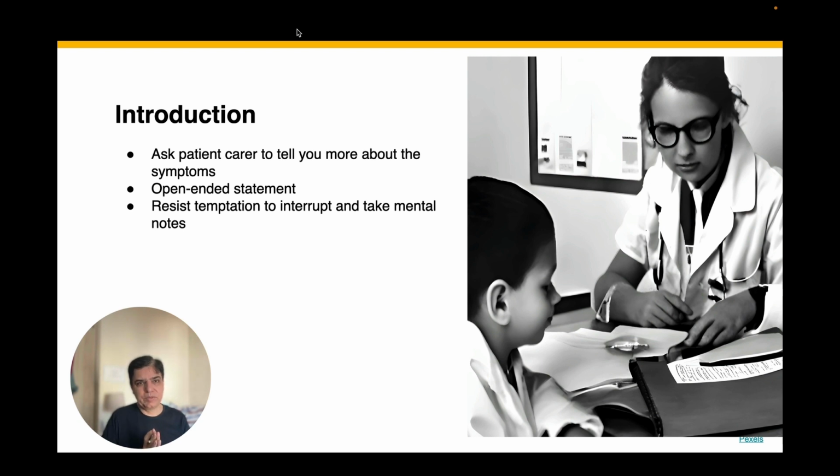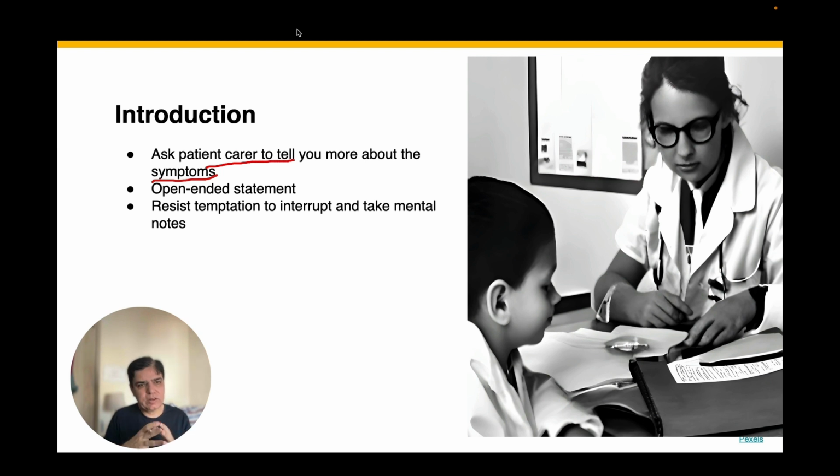Once you have introduced yourself, and you have read the scenario so it would be fresh in your mind, simply ask the parent or the carer to tell you more about the symptoms. Always go with an open-ended statement rather than saying, okay, when did it start? You will be doing history taking, but to begin with, use an open-ended step.